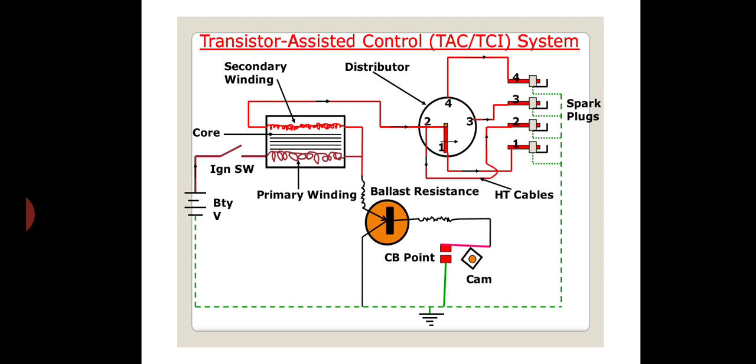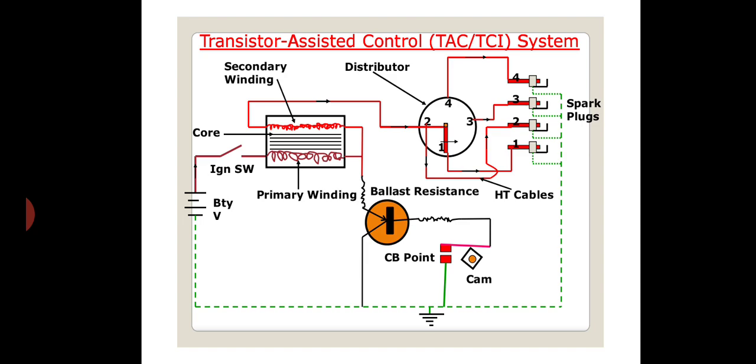Here you can see the contact breaker, primary winding, secondary winding, distributor, ballast resistance, HT cable, spark plug, and cam. The battery and ignition switch are also provided over here.